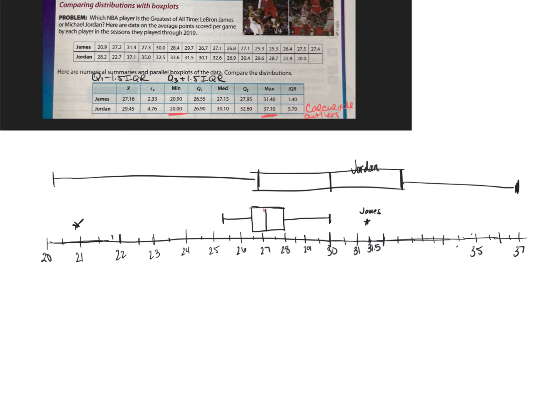Calculate the outliers. The upper fence was 41.15, right? That was 32.6 plus 1.5 times the IQR for 5.7. And then the lower fence was 18.35. Wait, if his max is 37, wouldn't that make the X? What? Not the exponent, what is it?